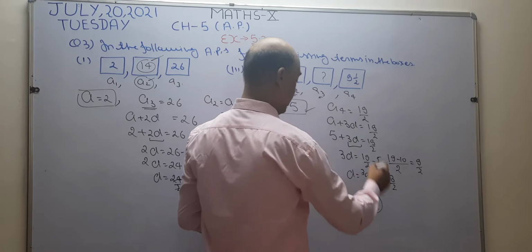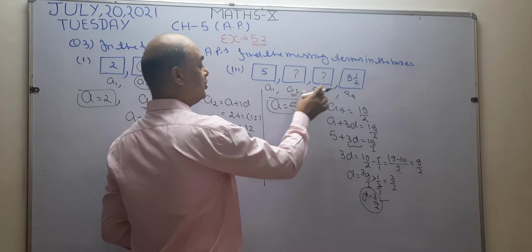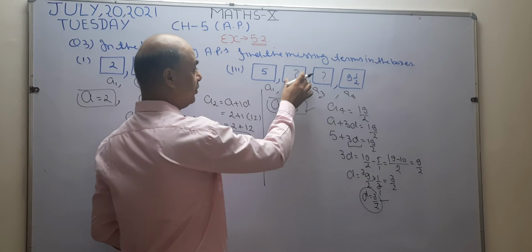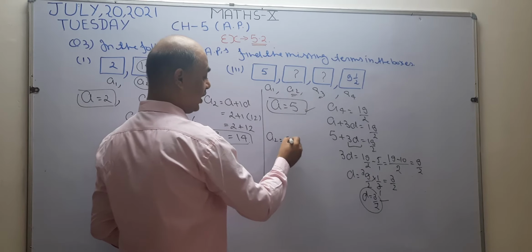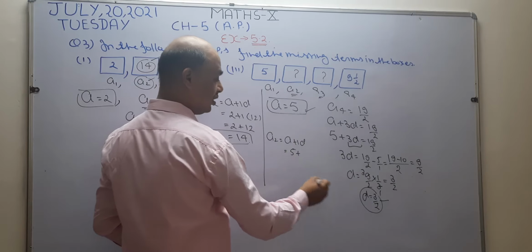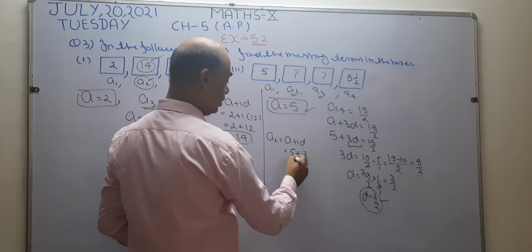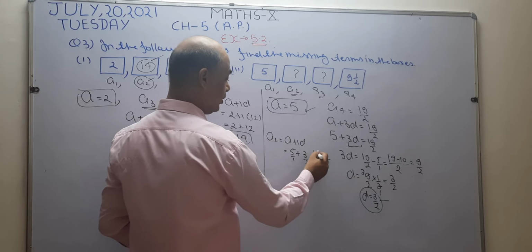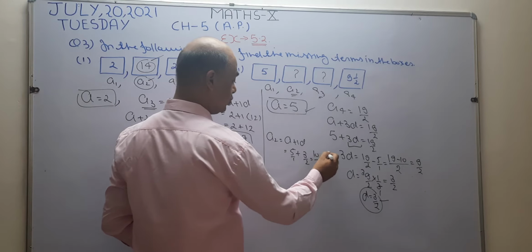After getting the value of A and D, now we have to check what is the second term of the AP. I want to check its second term, A2, the missing term. So to find the second term, the formula is A plus 1D. What is the value of A? 5. What is the value of D? 3 by 2. Now take the LCM again. 2 5s are 10, and the LCM is going to cancel with the LCM, so this is going to 3. So 10 plus 3 becomes 13 by 2. So the second term of the given AP becomes 13 by 2. So write here 13 by 2.